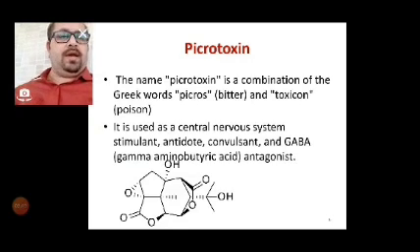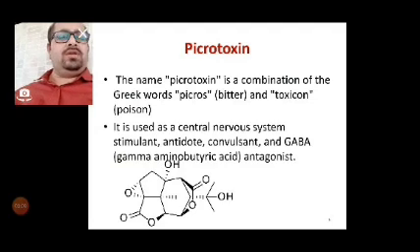It is used as a central nervous system stimulant. It stimulates central nervous system. It is also used as an antidote. It is used in a convulsion disorder because it acts on a GABA receptor. It's a GABA receptor antagonist. All of you know that GABA is the ion channel receptor. It's a chloride ion channel receptor. So it antagonizes that chloride.